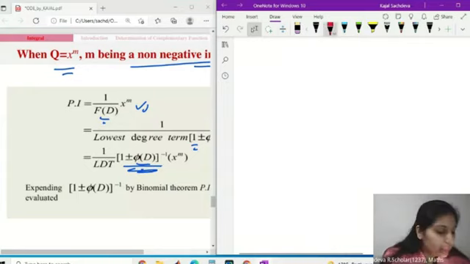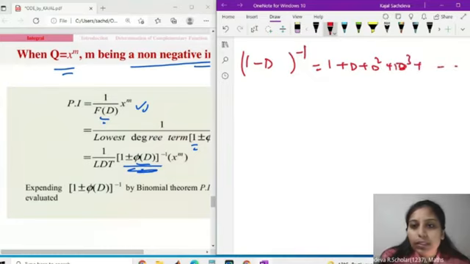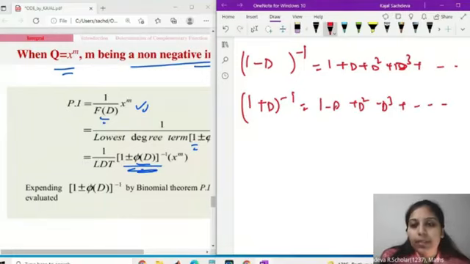So we have the expansion of (1 - D)^-1. This expansion is similar to (1 - x)^-1, which is 1 + x + x square + x cube and so on. In a similar way, another expansion is (1 + D)^-1, like (1 + x)^-1, which is 1 - x + x square. So alternate signs, written in a similar way to the earlier case.